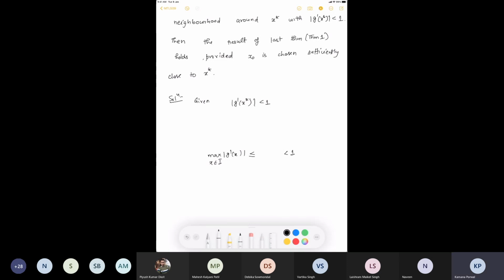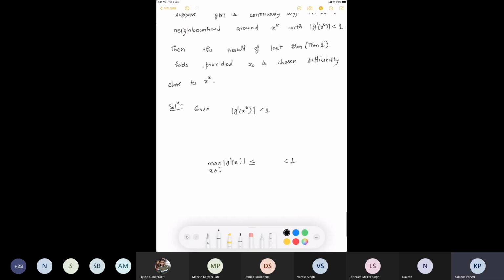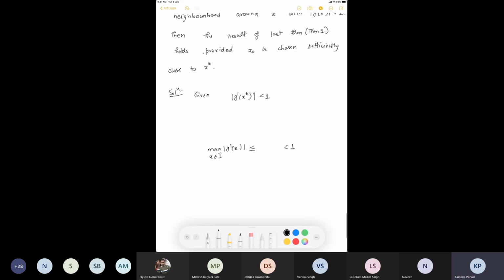So how can we get hold of such an interval I? Can you help me? We know that g prime is continuous. Note that the mod of g prime of x star is strictly less than 1, right? So we can always find a number between 1 and g prime of x star. Let's call that number rho.